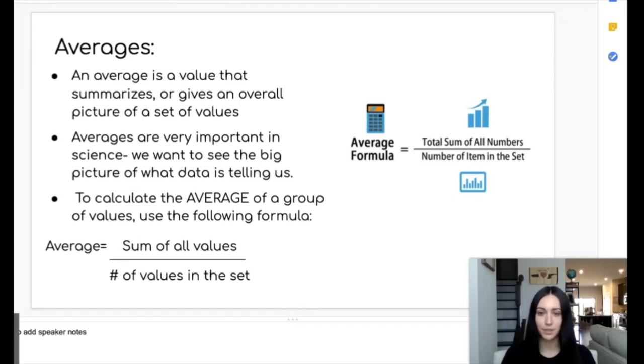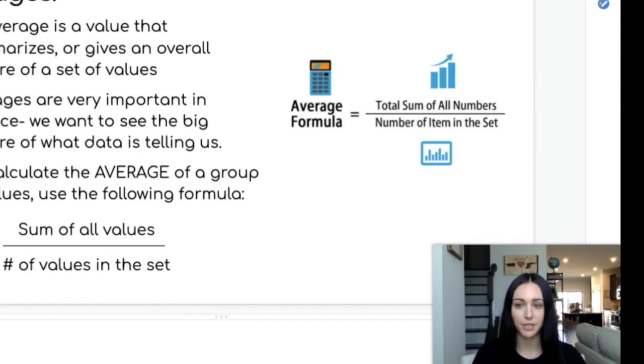So now let's look at how we use this formula to calculate the average of any amount of data points. To calculate the average of any group of values, we use the following formula. The average of those values is equal to the sum, that means added together, of all of the values in the set, divided by the number of values inside of that set. So again, an average allows us to take a group of numbers and summarize them into one value that gives us the big picture of that entire set.